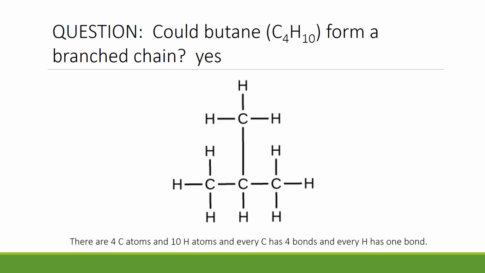One other possibility is instead of having the carbon atoms in a straight chain, we could have a branch chain, and that's what's drawn here. 3 carbons in a row, and off the middle carbon comes the 4th carbon. Can we put the hydrogen around and have the right number of carbons, the right number of hydrogens, and the right number of bonds around each? The answer is yes. If you check, there are 4 carbons, there are 10 hydrogens, and every carbon has 4 bonds and every hydrogen has 1 bond. So this is a branched chain, and it works for butane.